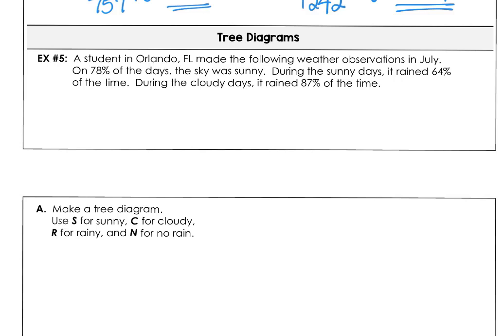For example 5, we're going to look at a student in Orlando, Florida, who made the following weather observations in July. On 78% of the days, the sky was sunny. During the sunny days, it rained 64% of the time. And during the cloudy days, it rained 87% of the time. In part A, we want to make a tree diagram using S for sunny, C for cloudy, R for rainy, and N for no rain at all. So let's try that.